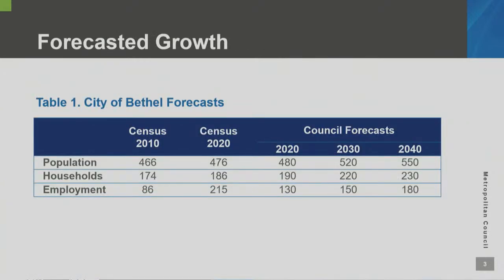In terms of forecasted growth, you can find this in Table 2 of the staff report. It shows that between 2020 and 2040, the council forecasts the city will grow by 70 people, representing 40 households. There will be an increase of 50 jobs in the city in that same time frame, and I believe they've actually exceeded their employment forecasts already.